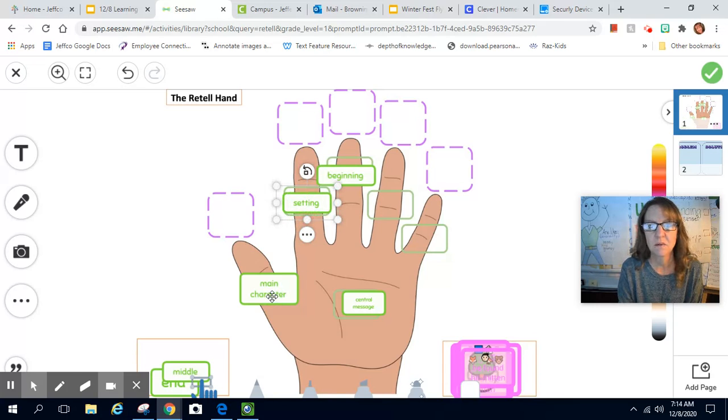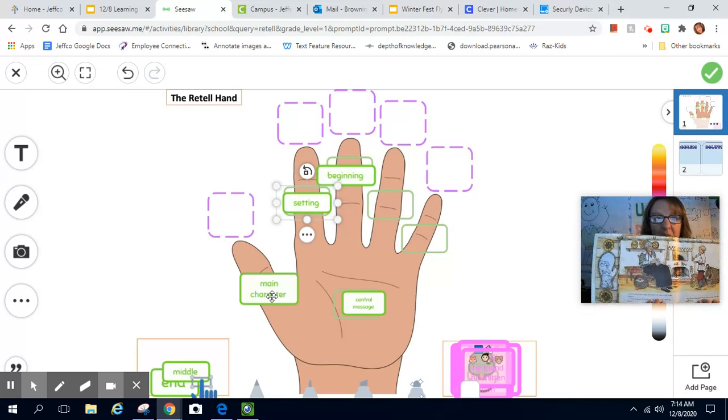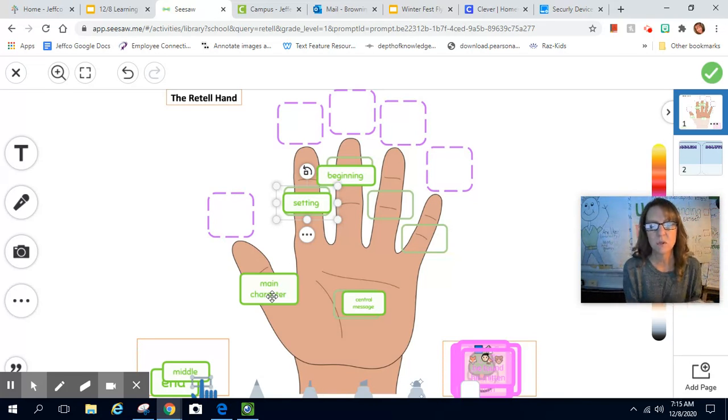The setting, remember, is outside on a cold winter day. It starts at home. If you look back at the story, I have it right here, it starts with him at home, with his grandma making the mitten. But most of the story takes place outside on that cold winter day.